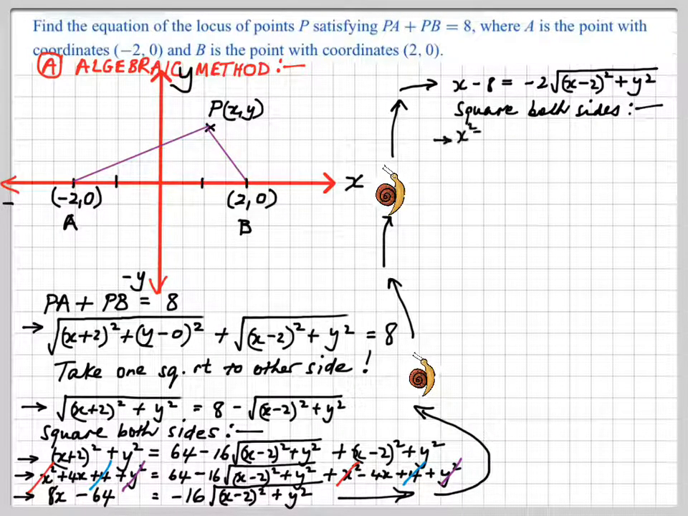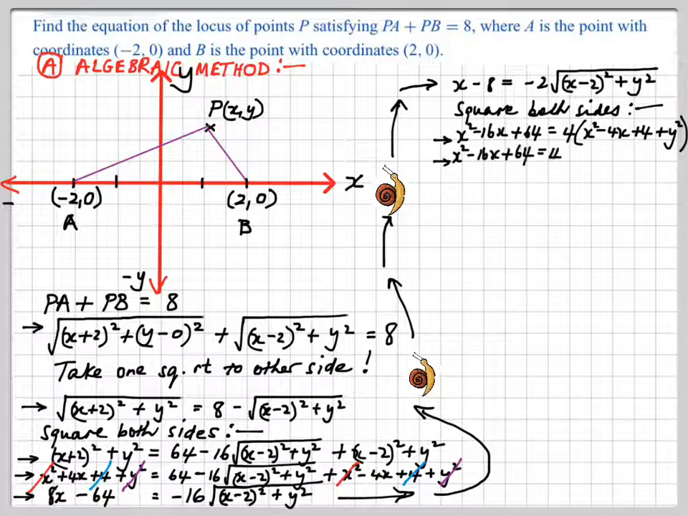Right. Here we get this. X squared minus 16x plus 64 equals 4 times. Remember, you've got to square that minus 2 as well. The thing in the square root sign, right? Now, I think we can get rid of that 4 on the right-hand side outside the brackets now to make it easier.